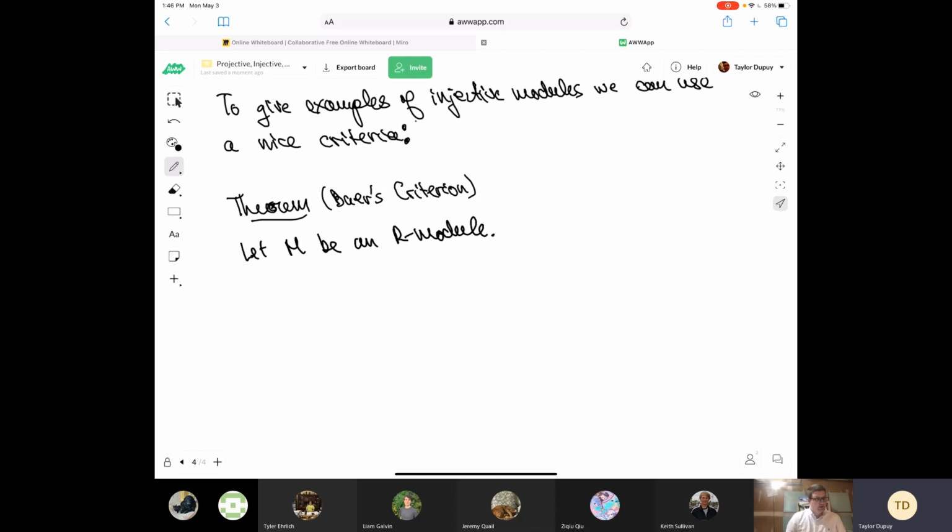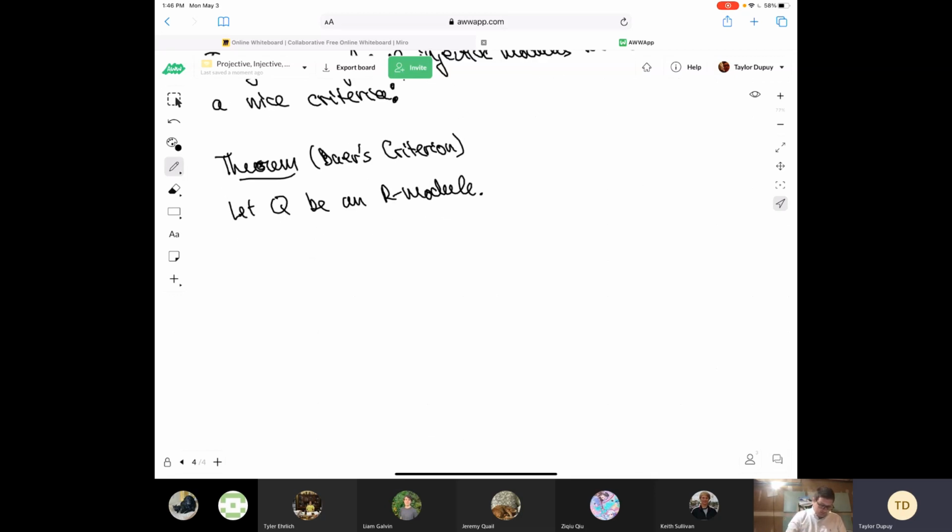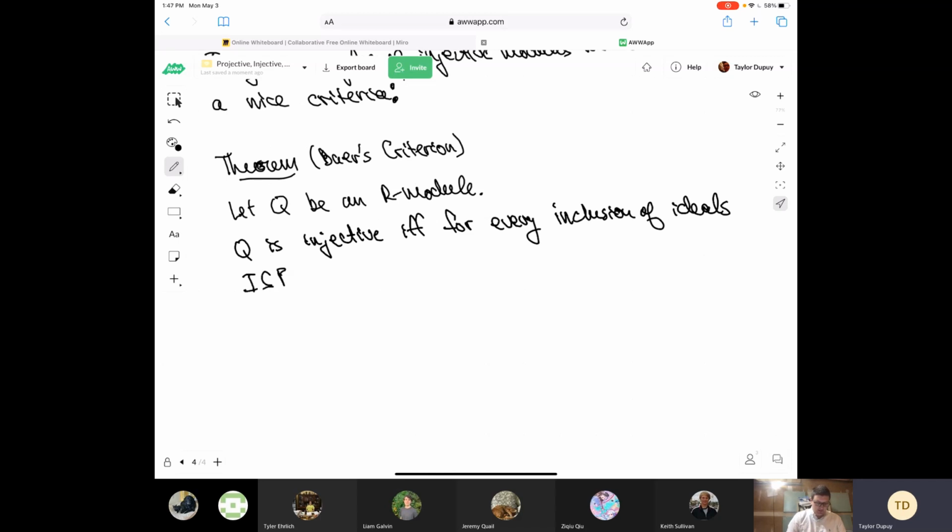Actually, let's do it like this. Let Q be an R module. Q is injective if and only if, for every inclusion of ideals, it suffices to test on ideals I in R. So this is an injective morphism of R modules.